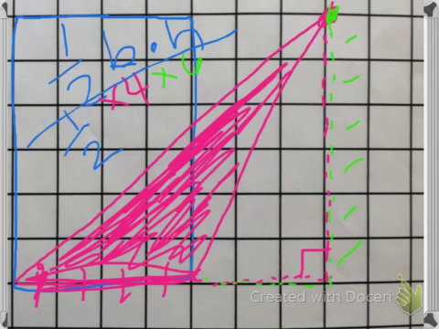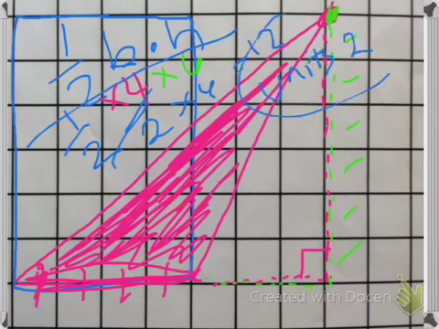So you can do the math however way it works for you. I will take 1/2 of 4 to make a 2, and then I'll take 2 times 6 to get 12 units squared. Alright? 12 units squared. And that is our answer for the area of this triangle.